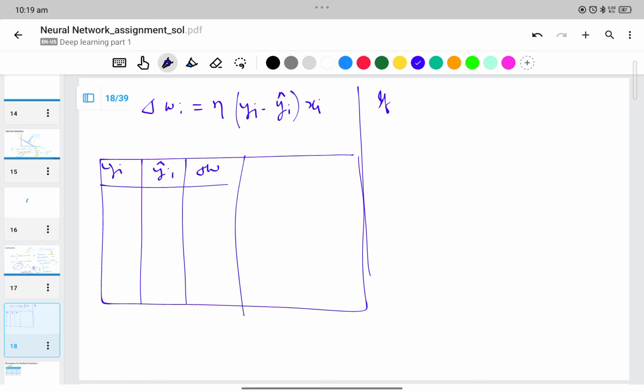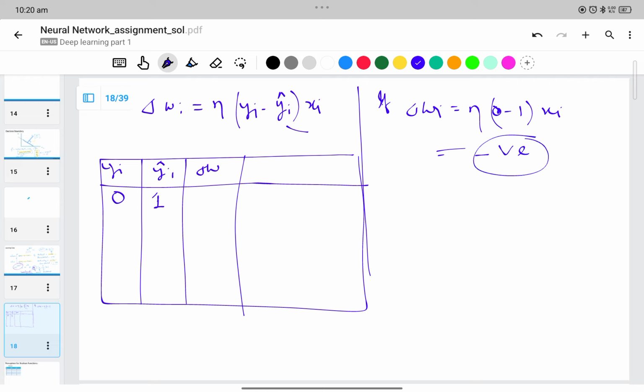Okay, so whenever our y is 0 but we have predicted 1, we want to decrease it. If we calculate our delta w here, we can see that eta is the learning rate. So we put 0 minus 1 here and take the xi, whatever xi is there, so it will always be negative. So we want to decrease.